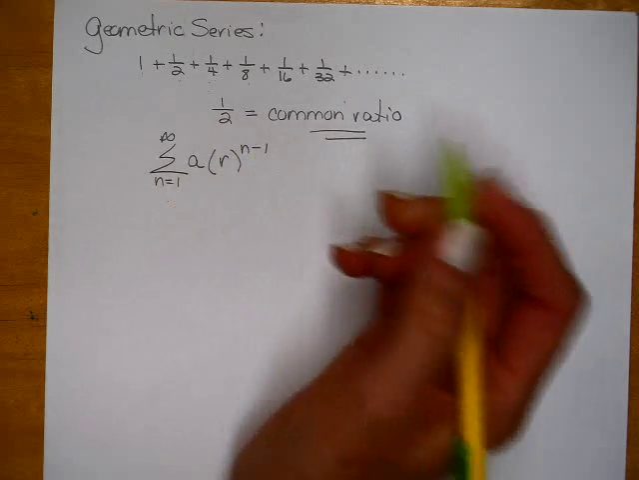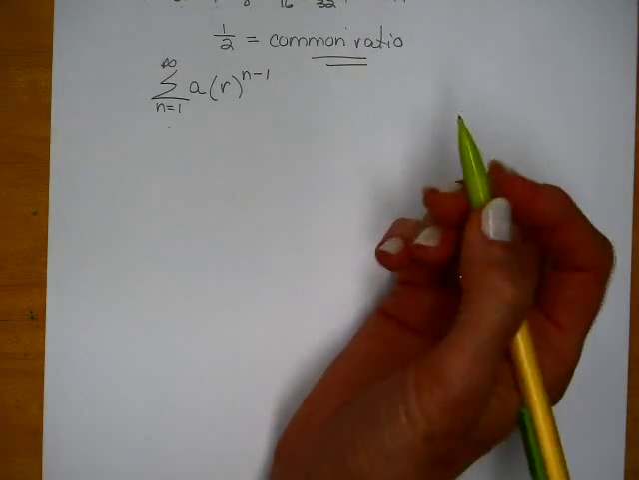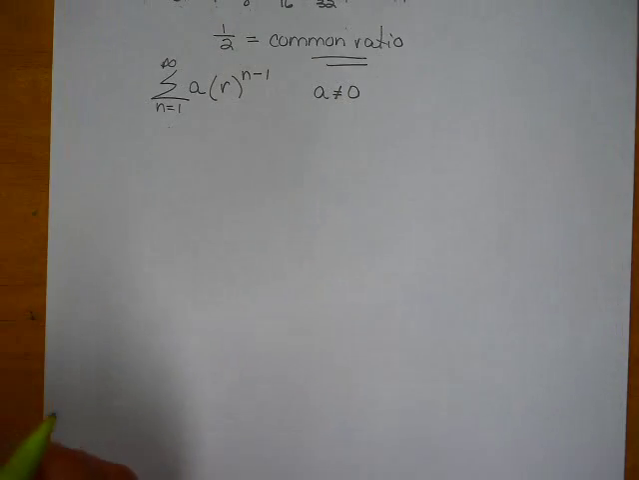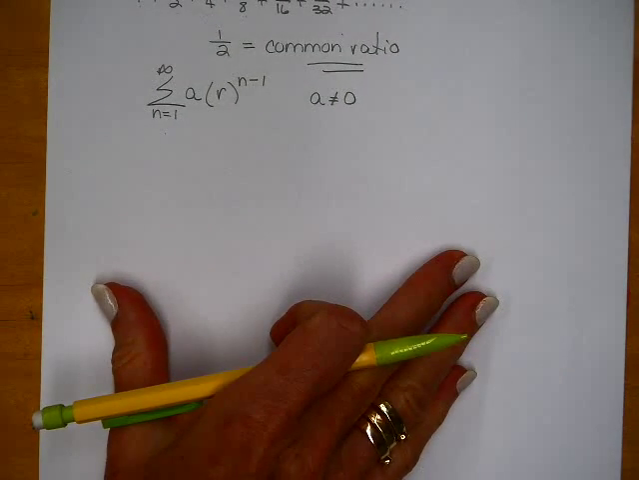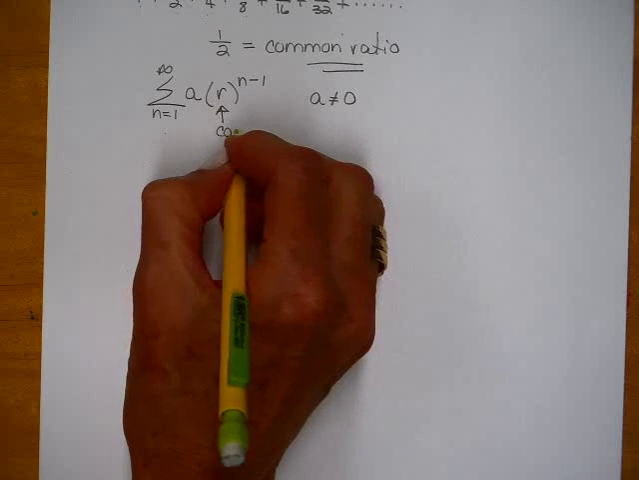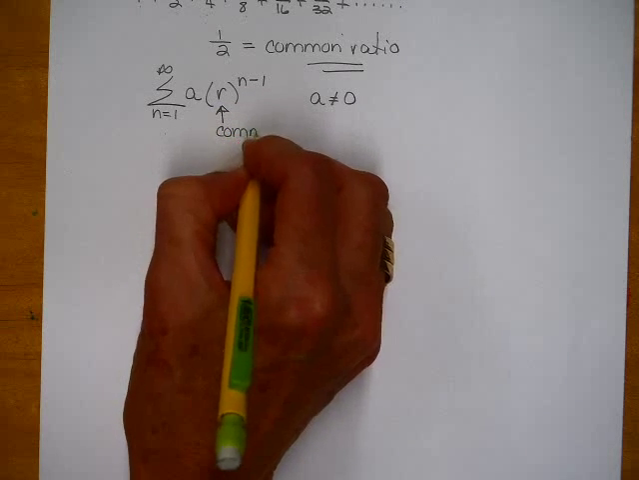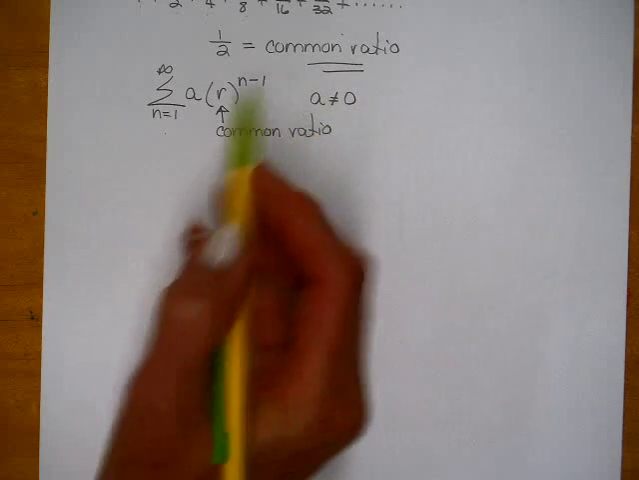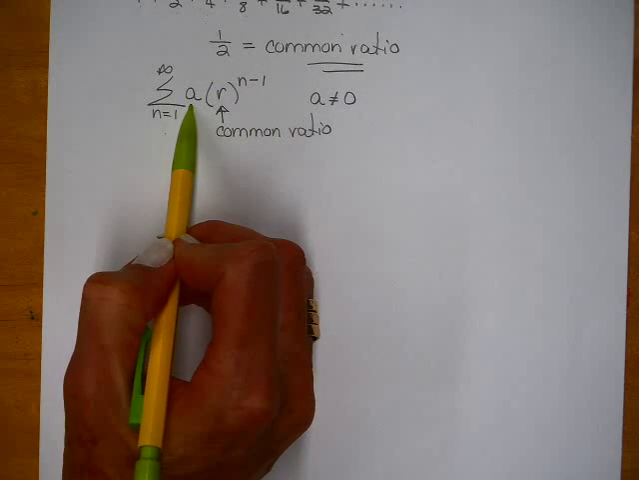The general form for a geometric series is a series from n equal 1 to infinity of a r to the n minus 1. And you don't have to put the r in parentheses. A is a constant. It is not equal to 0. This r is our common ratio. And A is just any constant.